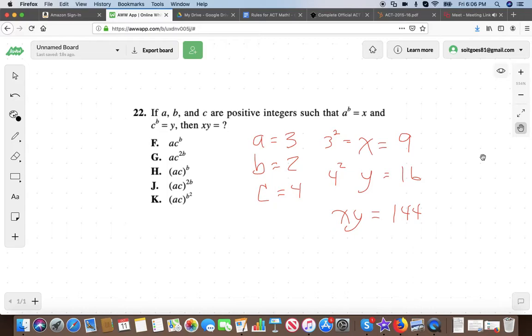Does F give us 144? No, I don't think so. F would be 3 times c, c is 4, and b is 2 squared. No, that's not going to be 144. It's 16 times 3. It's not 144. So F is gone. What about G?